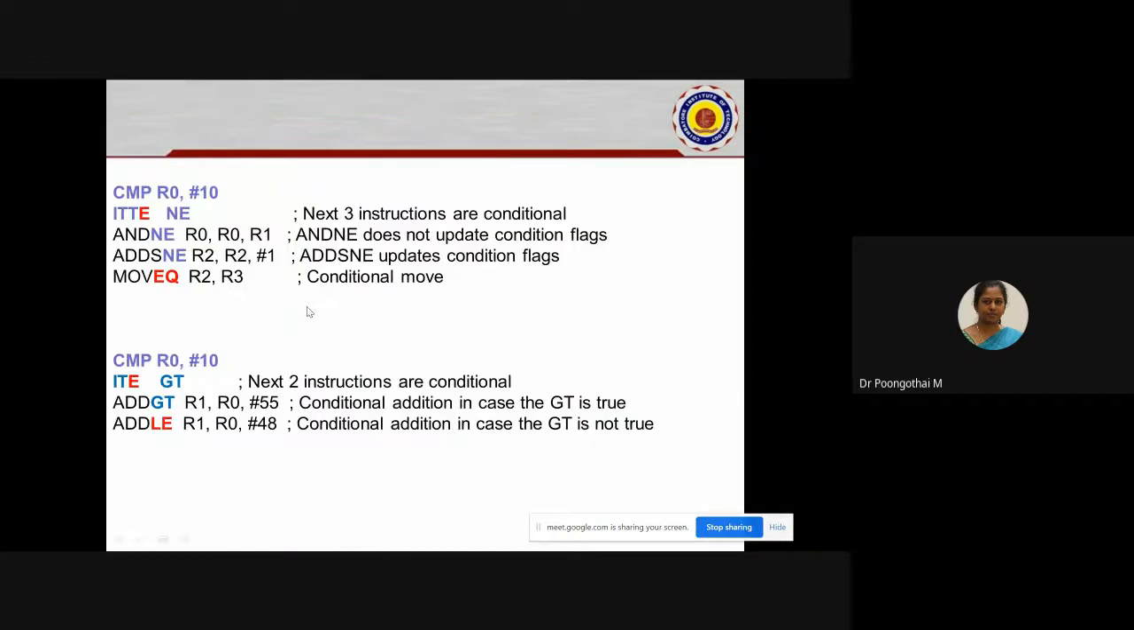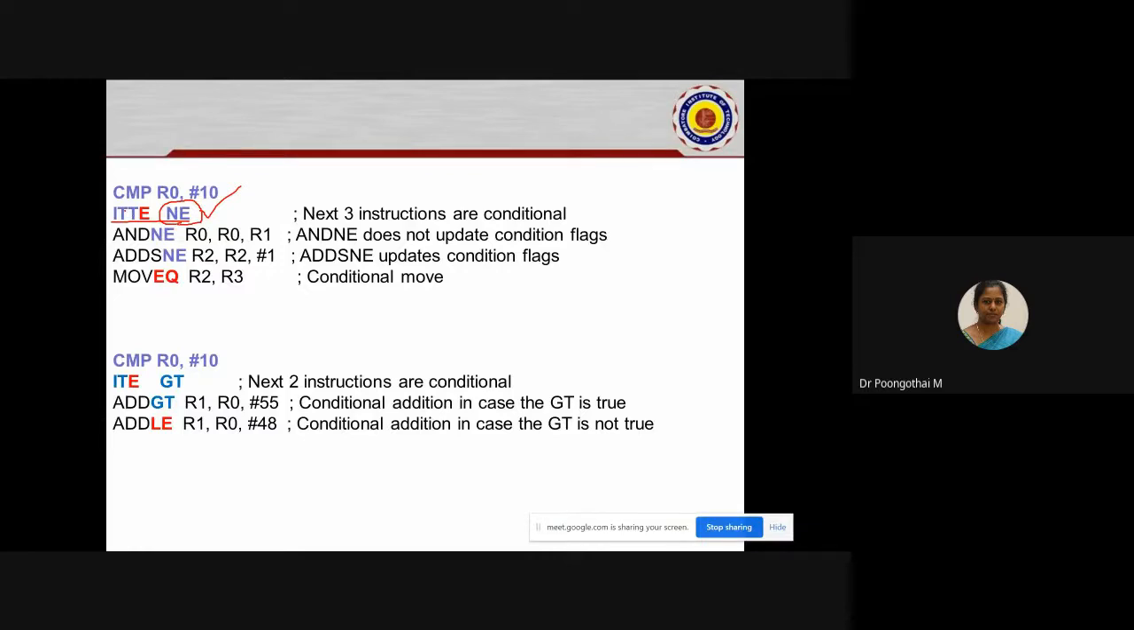Just look at this example, you can understand it clearly. So compare R0 comma hash 10. What is the instruction? Just analyze this instruction. How many T's are here and how many E is here? Look at the statement: if, then, else, not equal. So not equal is a conditional attribute here.